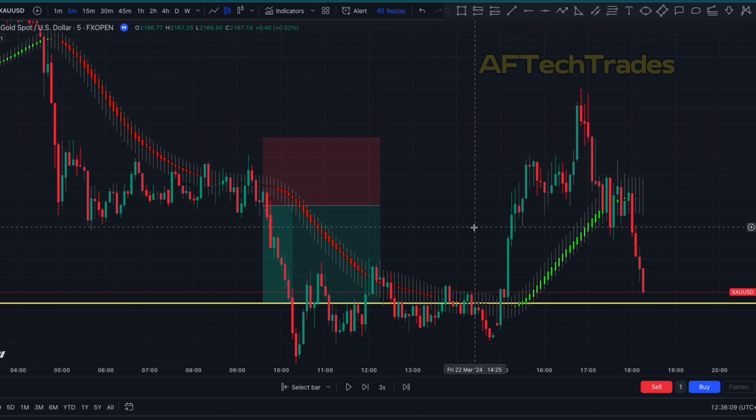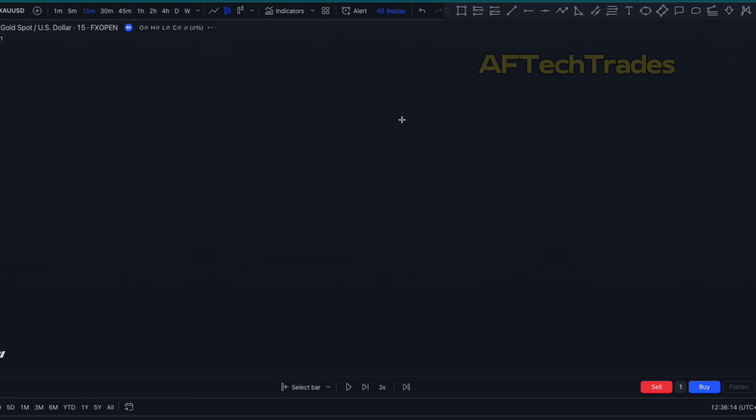So let's see how this will play out in the 15-minute time frame. Let's move straight to our 15-minute time frame and see how this market could play out. Remember, on the 15-minute time frame, the swing lows and the swing highs might be different from the 5-minute time frame, so it will be an entirely different entry mode. So we want to switch to the 15-minute time frame.